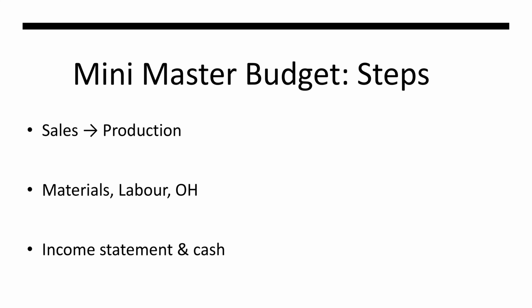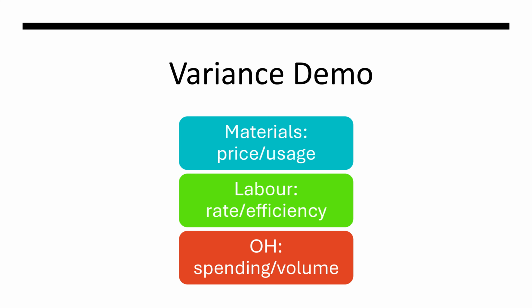Let's move on to variance demonstration. I adjust one input, material price, using 6 Rand per kg, or usage slipping from 2.0 kg to 2.1 kg per unit, and we compute the resulting price or usage variance. Link each variance to likely causes and realistic corrective actions that a production supervisor can lead.